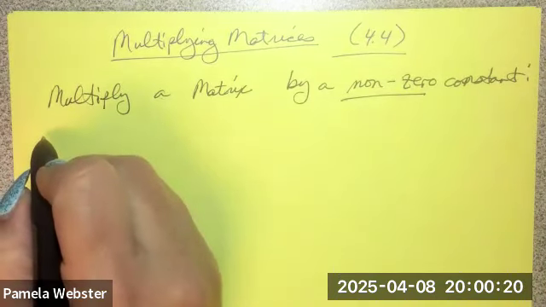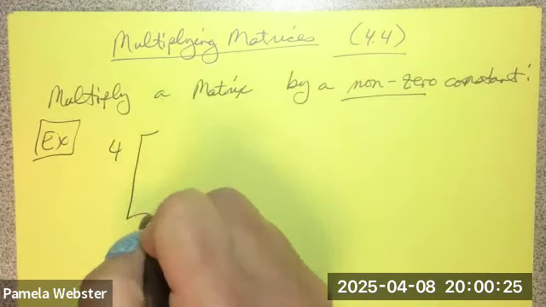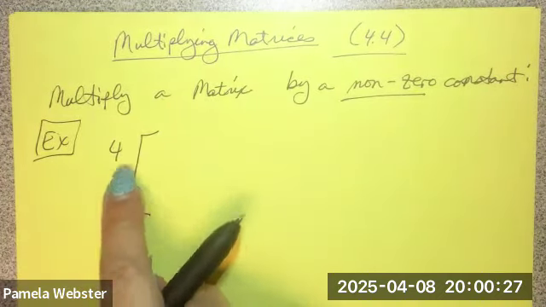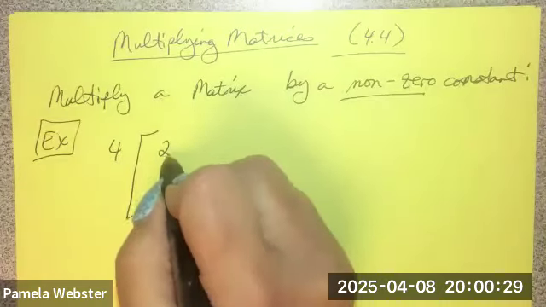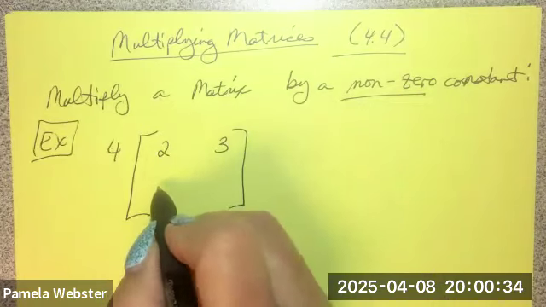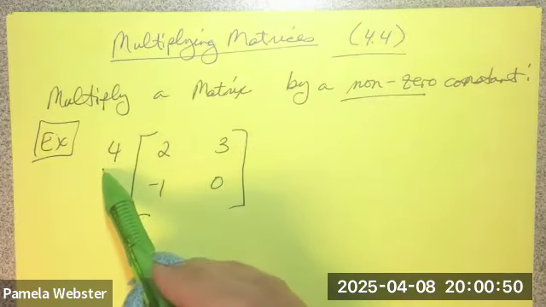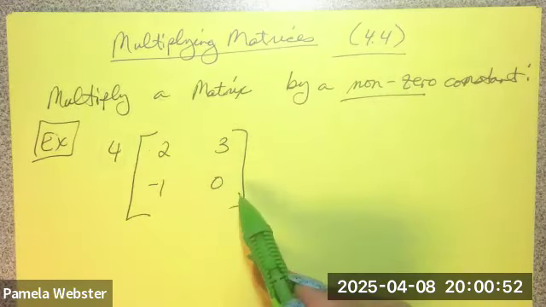So for instance, here's my example. If I had a matrix and out in front of it, I've got a 4. It looks like I'm multiplying that through. Inside the matrix, I'm going to have the row 2, 3. And then the second row, I'm going to have -1 and 0. So if I have a number sitting outside of the matrix right there, then I can talk about distributing basically that number into the matrix.